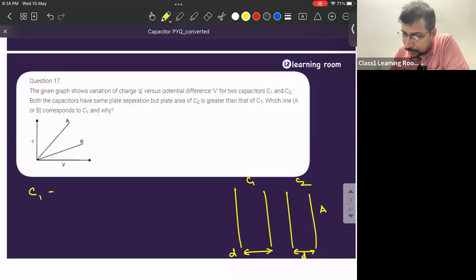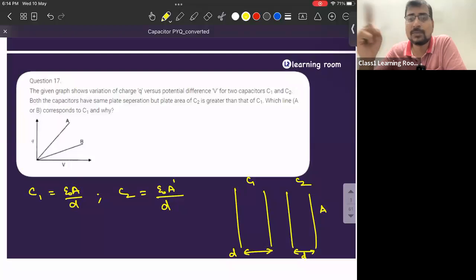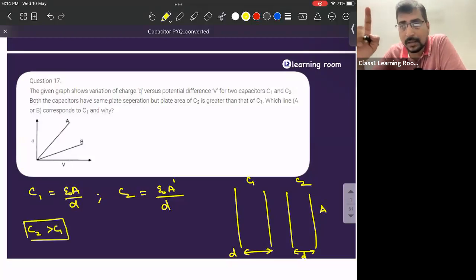So if I write the capacitance of the first capacitor, it will be epsilon naught A divided by D, and for C2 it will be epsilon naught into A dash divided by D. So if you look at both the cases, epsilon naught by D is a constant, but C is directly proportional to the area of cross section. So which area is more? Area of the second is more compared to 1. So C2 will be greater than C1, accepted. The capacitance of the second capacitor is more compared to the first capacitor. Are you in acceptance with this?